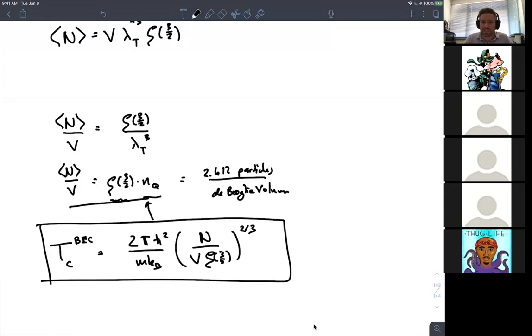And you can compare this to a table of things, for example helium-4, and you will see that it works actually remarkably well. All right, so that's it.